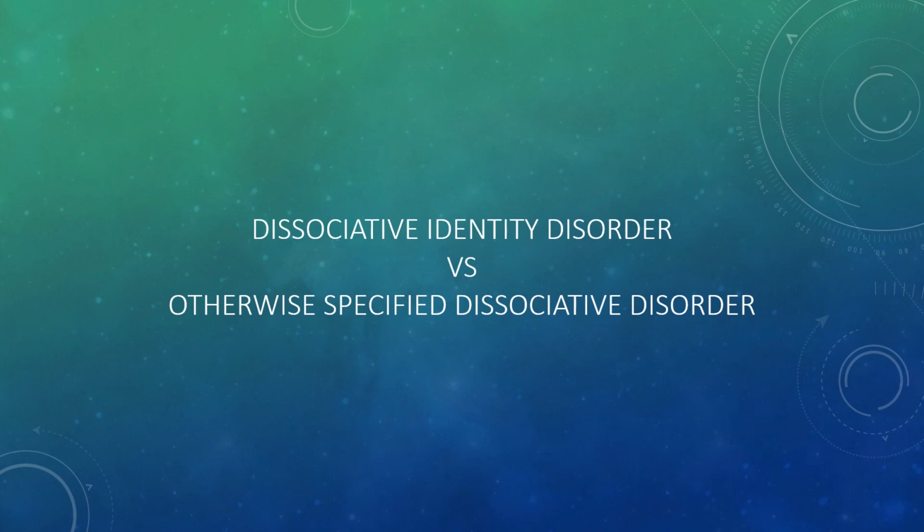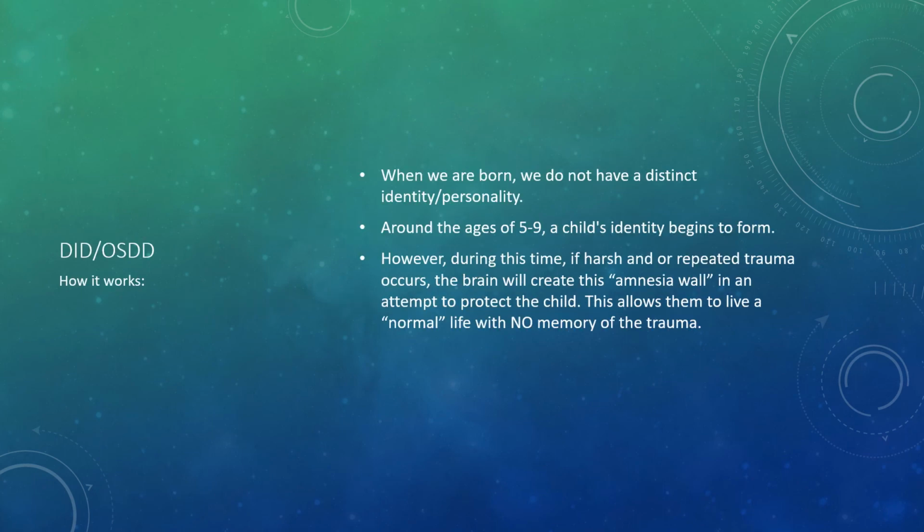Today we're going to talk about dissociative identity disorder versus otherwise specified dissociative disorder, or DID versus OSDD. Now, for both of them, kind of how it works: when we are born, we don't have distinct identities or personalities, whatever word you want to use. When you're born, basically all you can do is scream and cry and eat and poop, and that is about it. But as you get older, your identity kind of starts to form.